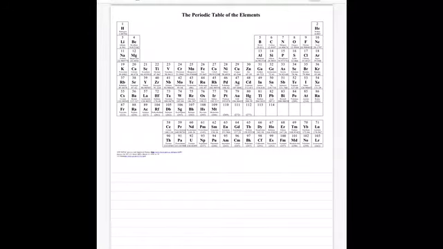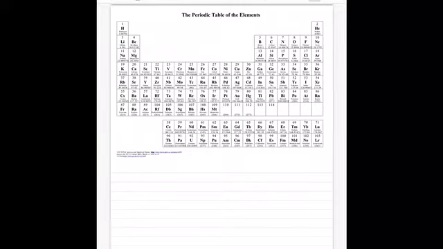Okay. So the periodic table, the best one for you to label is going to be the one on the back of that sheet, the little periodic table. The big one that says periodic table of ions, we are not going to use until next unit.